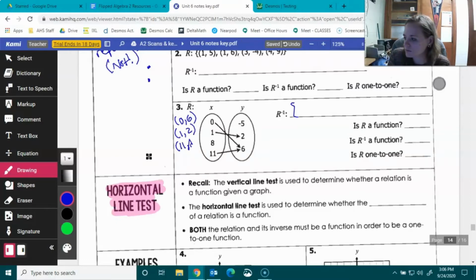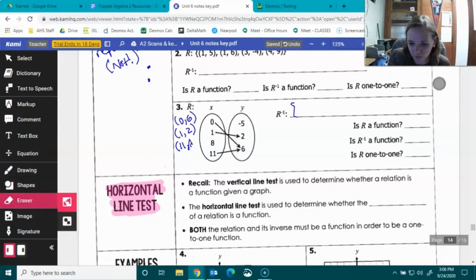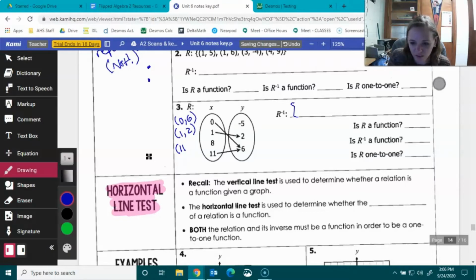Notice how there's no arrows coming from the 8. Oh, I don't know why my thing wants to mess up like this. 11, 6. It's like extra slow for some reason. So there's nothing going from the 8 to the negative 5, so we don't include that because I don't have actual mappings. These are mappings pairing up numbers, but no arrow means I can't just make it up.